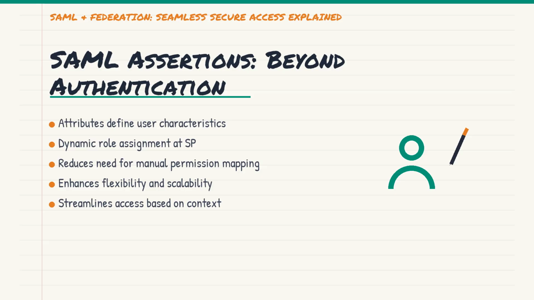In our healthcare example, an attribute like specialty, cardiology, or affiliation, Mayo Clinic, within the SAML assertion could be used by the service provider, the EHR system, to dynamically assign the correct permissions. This is far more efficient than managing individual user accounts and permissions for every single external doctor. It allows the EHR to say, okay, this user is a cardiologist from Mayo Clinic, so they get access to cardiology reports and patient histories for patients under their care. This dynamic role assignment based on attributes is a massive benefit.